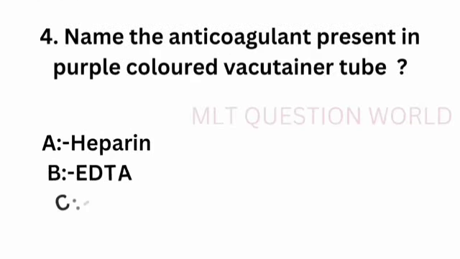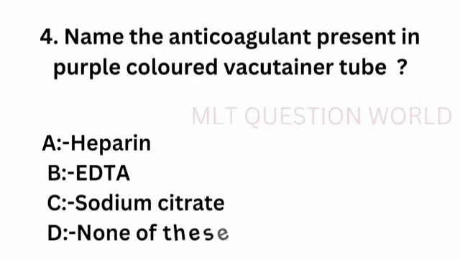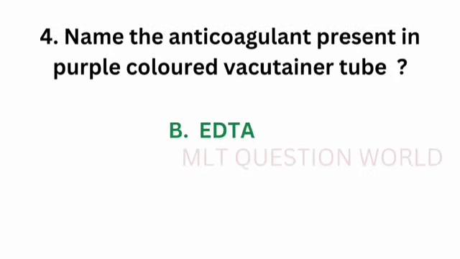Question number 4. Name the anticoagulant present in purple colored vacutainer tube. Option A heparin, option B EDTA, option C sodium citrate, option D none of these. Here heparin is present in green color vacutainer tube, sodium citrate in blue and EDTA is present in purple colored vacutainer tube. So the correct answer is option B EDTA. Anticoagulant present in purple colored vacutainer tube is EDTA.